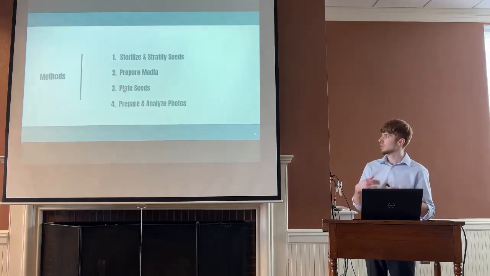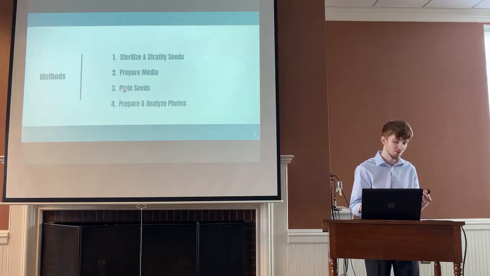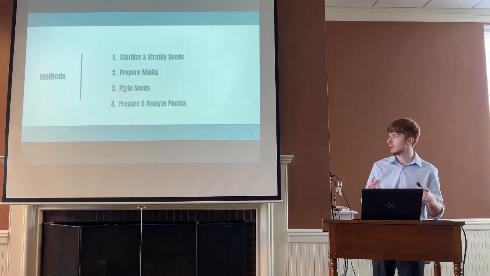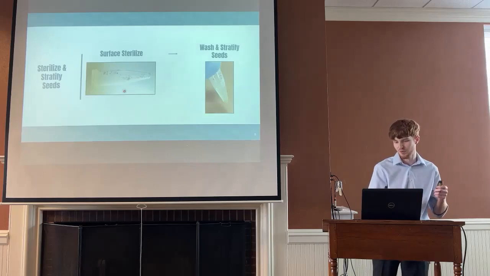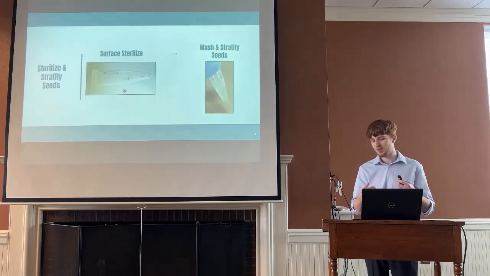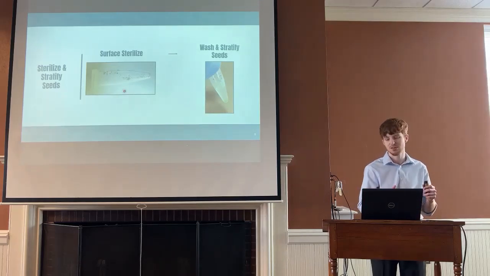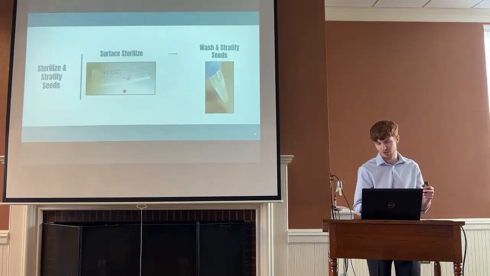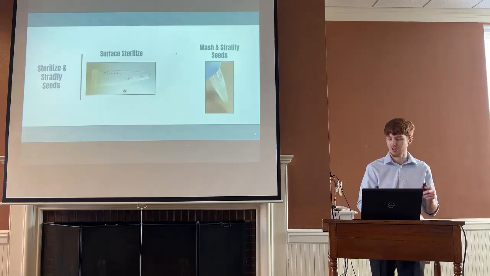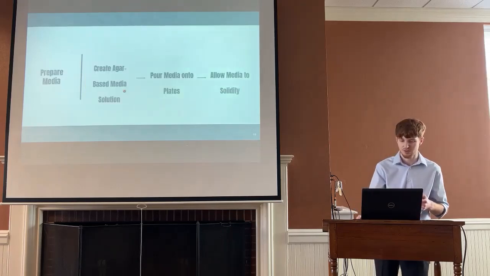So these are the overall methods that I did. First you sterilize and stratify the seeds. Then I prepared the media, plated the seeds, and then prepared and analyzed photos for the data analysis. To go more in depth, the first thing I did was separate the different genotypes into separate tubes. Then within each tube, you have to surface sterilize the seeds with ethanol and then bleach, and then you perform washes within the tubes. After that, you stratify the tubes at 4 degrees Celsius, and that just ensures that the germination rates are relatively uniform among the seeds.